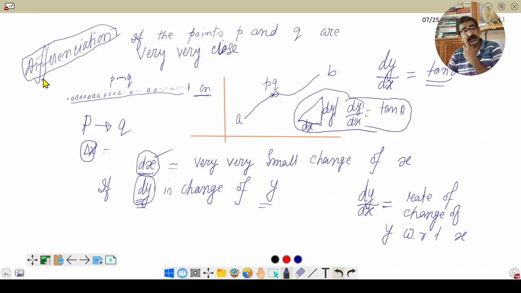Though these classes are not pure mathematical classes, this is necessary to understand physics. Okay, thank you.